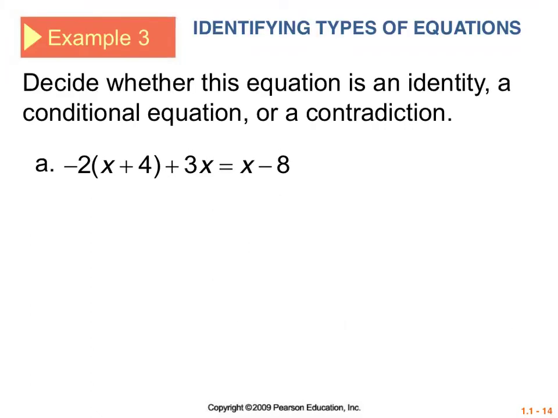Alright, now there are 3 problems remaining. Here's the first. And I would like for you to complete these and bring these to class with you tomorrow. And that's how we will begin class, with you determining which of the 3 different types we've just discussed it is. So identity, conditional, or contradiction. So here's your first one. Go ahead and write that down.